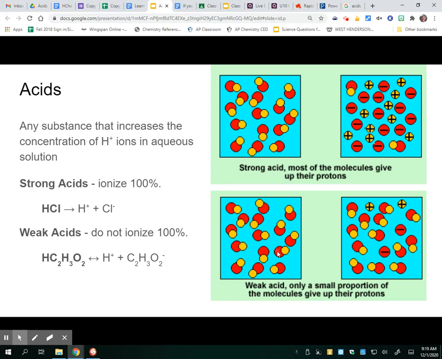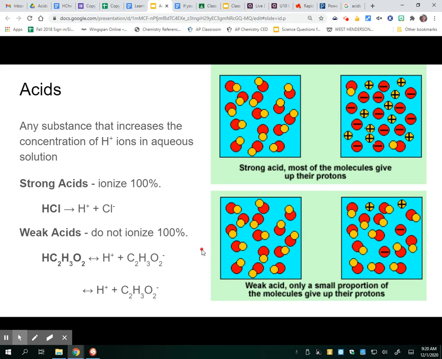I like to describe it as a high school relationship. So what we can see here in this picture is we've got our acetic acid here, the hydrogen bonded to the acetate ions, and when we put them in water, we don't get as many hydrogen ions floating around in this weak acid like we did in a strong acid. And that's because while some of them have split up, others have gotten back together. So what we have is acetic acid, and then it splits up, and then they get back together.